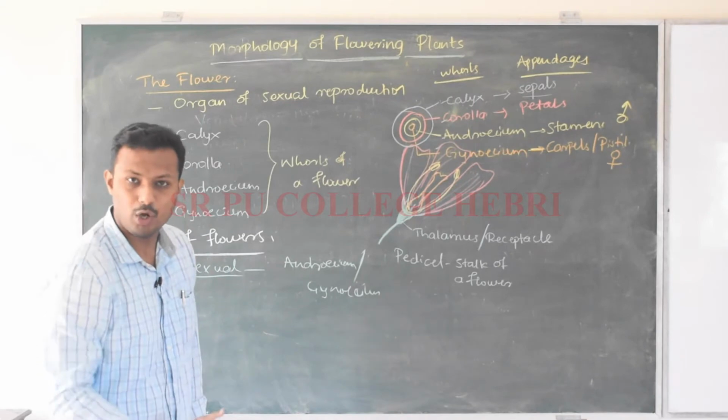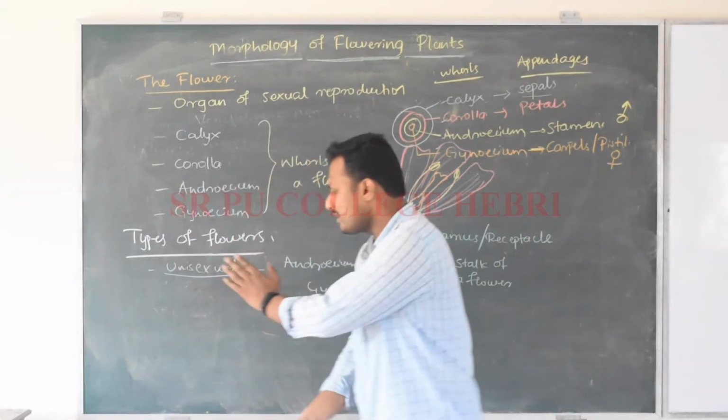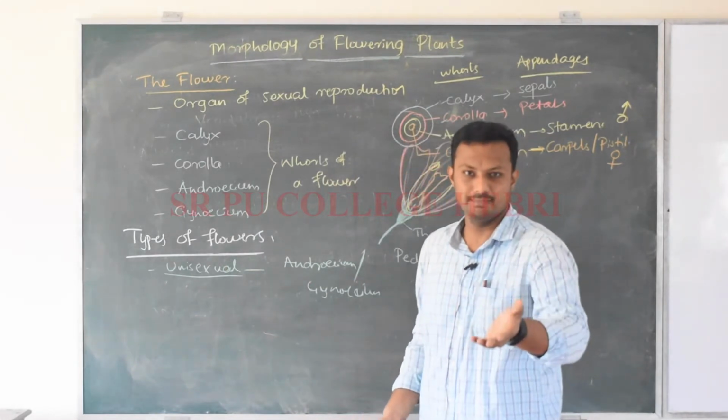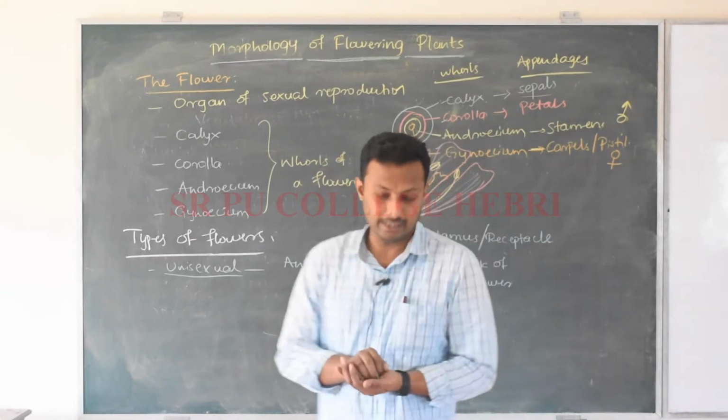Uni stands for what? One, right? Unisexual means that it is having only one sexual organ. Either it should be a male sex organ, or a female sex organ. That is a unisexual flower, right?